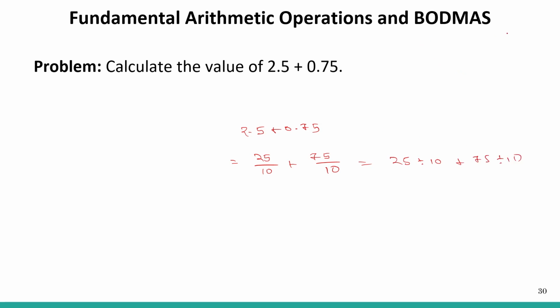Now you can see the BODMAS rule here. No brackets, no exponents, division here and here. So we divide first, that is 2.5. Then we divide this one, that is 0.75.